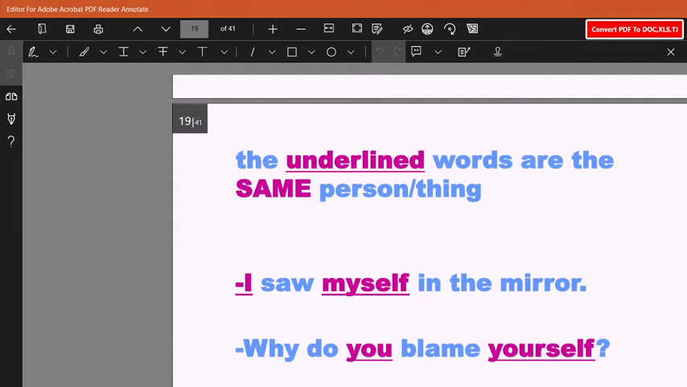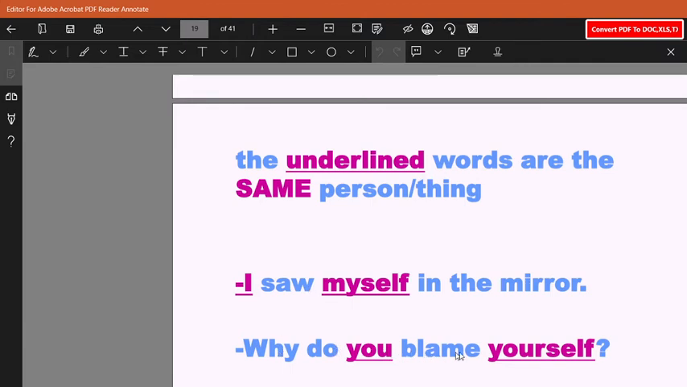So see, the underlined words are the same person or thing. See, I saw myself in the mirror. So myself is qualifying the main pronoun, which is I. But see, they are not juxtaposed. In between there is saw, the verb, sitting there. So we cannot call it emphasizing; we have to call it a reflexive pronoun.